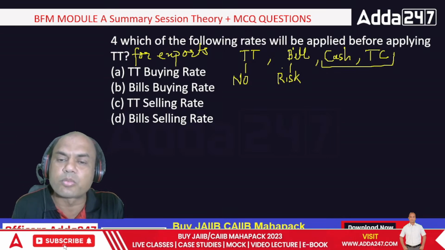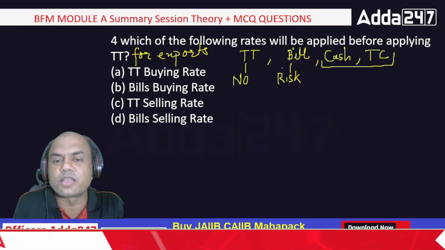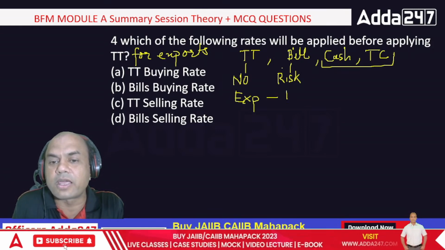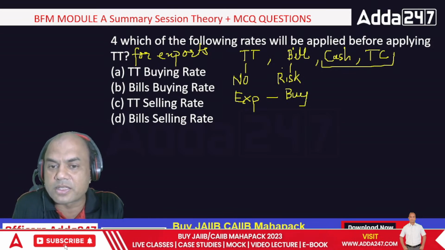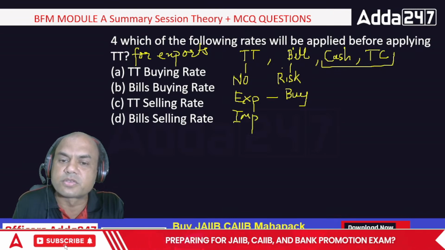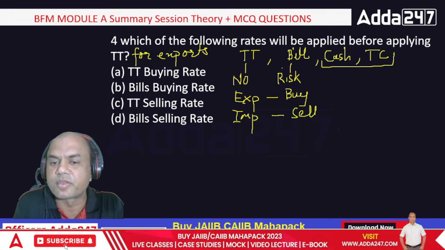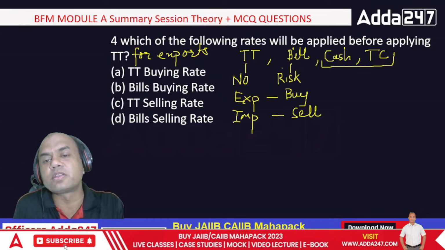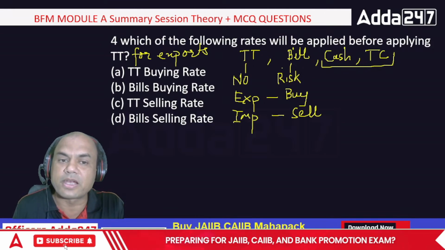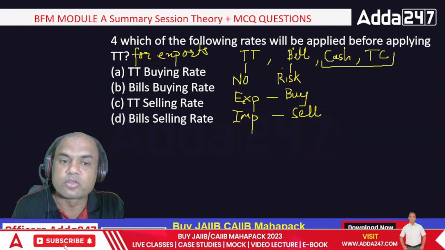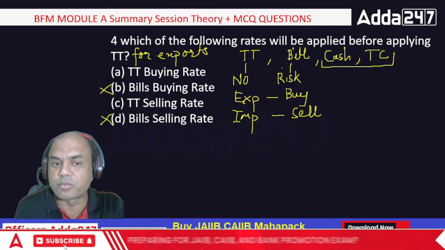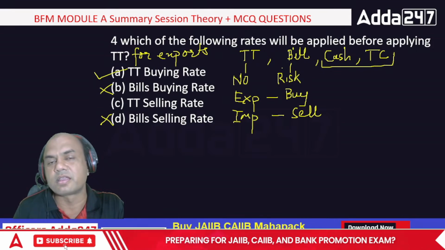And always one more point: for exports, we always take the buy rate. Remember this. Export is always buy, and for imports, we always take the sell rate. So export is always buy, import is always sell. So what is the question over here? Which of the following rates will be applied for TT for export? So bill is out, TT buying, TT selling. So export, buy. So the answer is A.